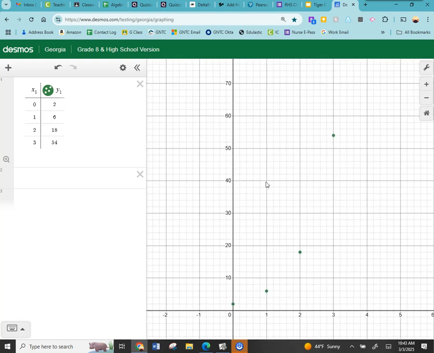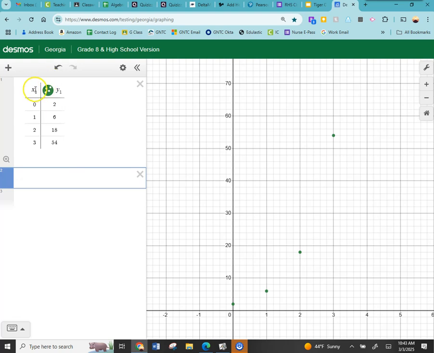You've only learned 3 types. You've got linear from 8th grade, you learned quadratic in Unit 4, and now we're on exponential. So there's only 3 possible outcomes. So here's what we're going to do. We're going to tell Desmos, okay, I need you to give me the exponential equation. Here's how you do it.